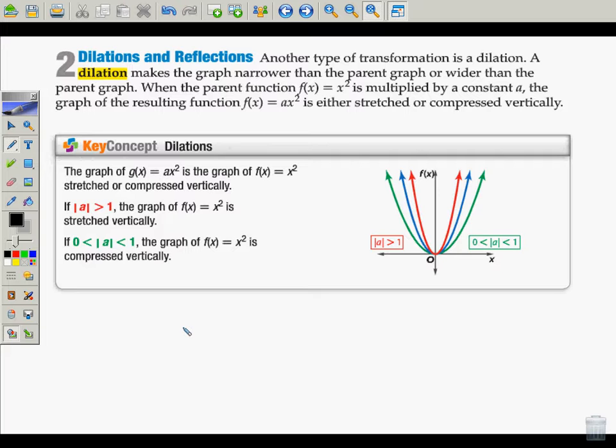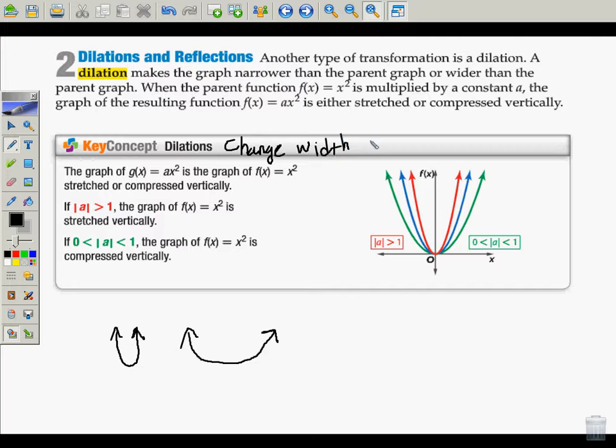Okay? Dilations just affect how much these quadratic equations open. So you might have something that's not very dilated, that's very narrow, or you could have something that's really dilated, that's very wide. This is changing the width. Dilations change width.